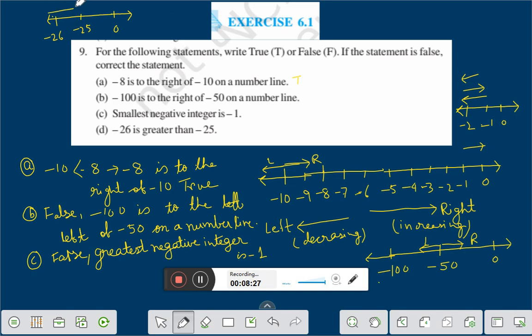Now you see, in this direction it is increasing, and in this direction it is decreasing. Right? Therefore, you can say that minus 26 is greater than minus 25 is wrong. That is false. D is false.